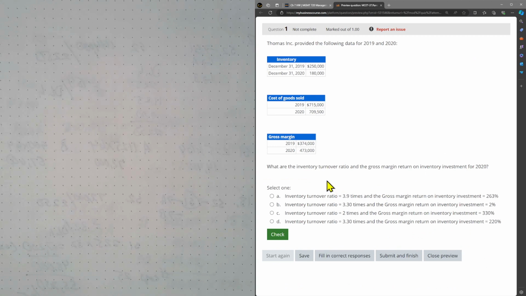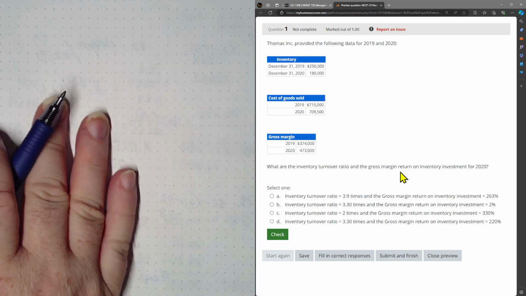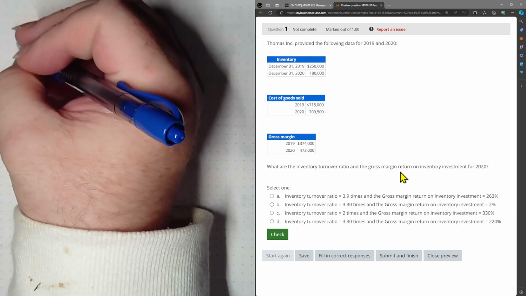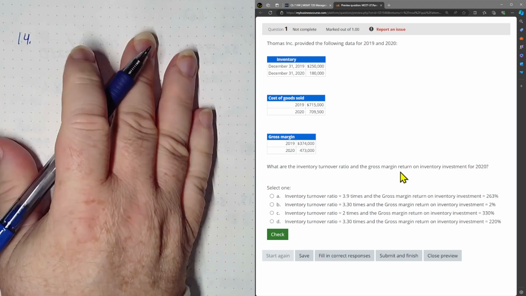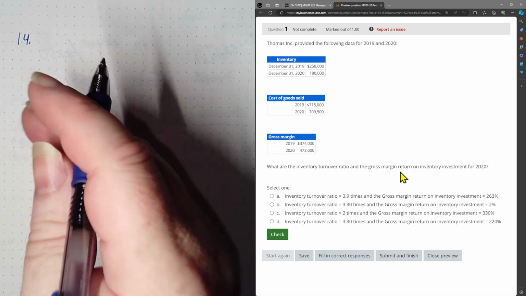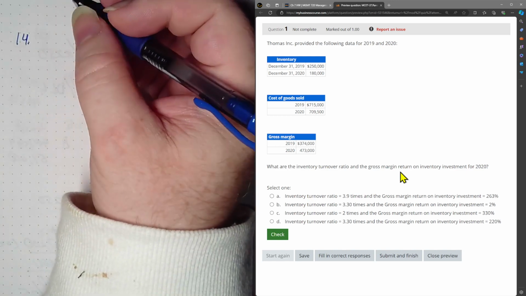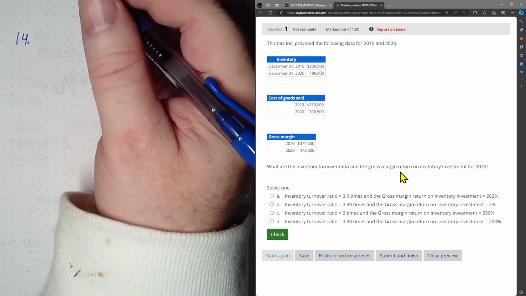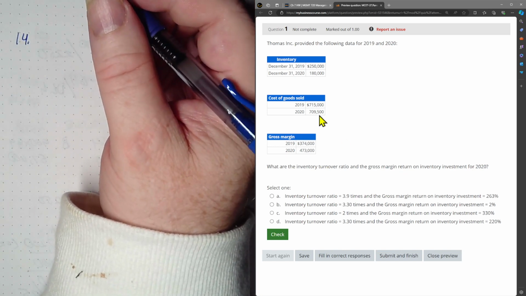All we want to know is what is the inventory turnover ratio and the gross margin. So we just need to know those 2 things. But there is one little trick about this. I did mention it in the lesson, but let's see what it looks like here. So this is question number 14. First one is the inventory turnover ratio. It can be in units or it can be in dollars. If it's in dollars, we need cost of goods sold, which is what they've given us.